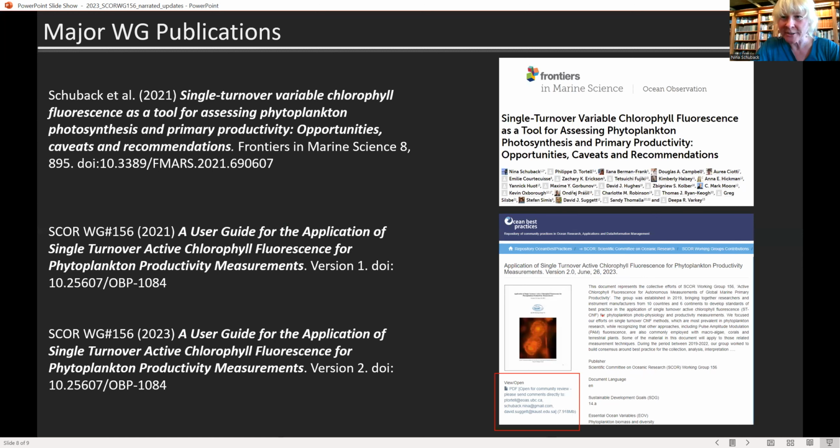For the whole working group, there were lots of little spin-off publications we had, and which will continue to come out surely. But really one of our main SCOR objectives was this user guide. So in 2021, we published a review paper in Frontiers in Marine Science, which really was a summary of this big user guide, which was going to come.